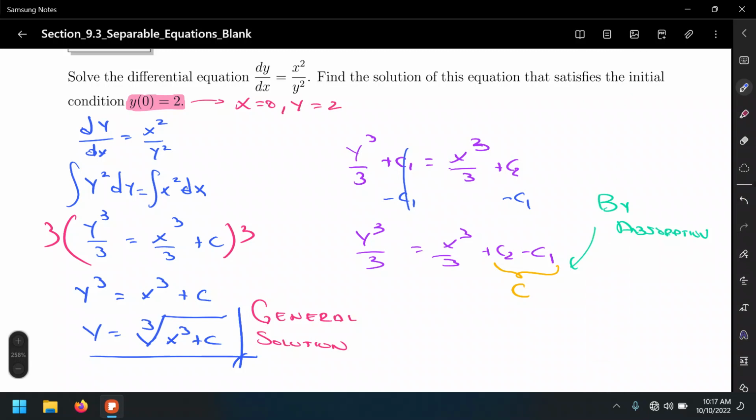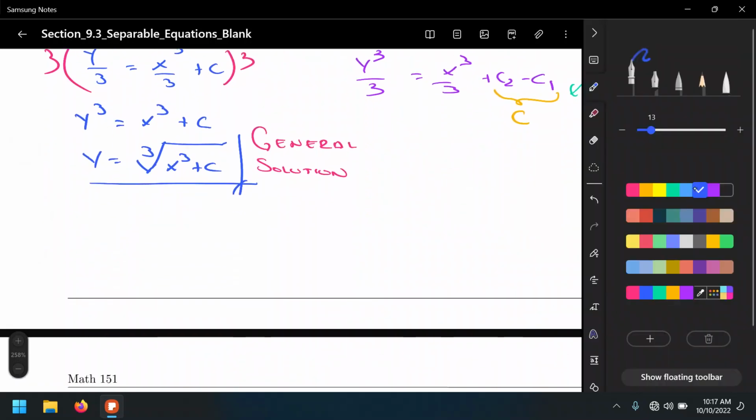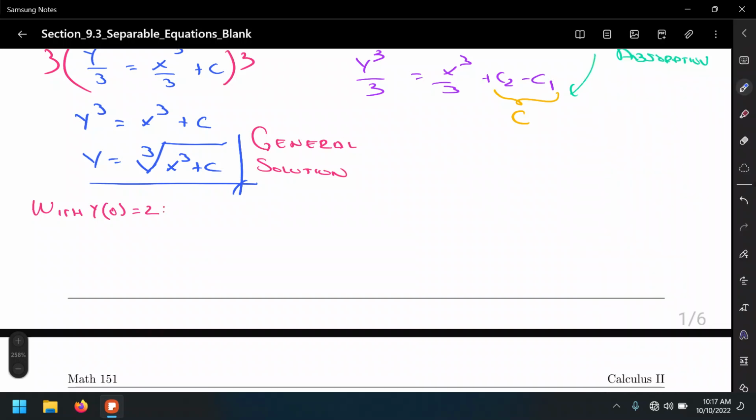So with y of 0 equals 2, all we do is plug in the values where they correspond. So 2 equals the cube root of 0 cubed plus c, which is 2 equals the cube root of c. Cubing both sides gives us c equals 8.